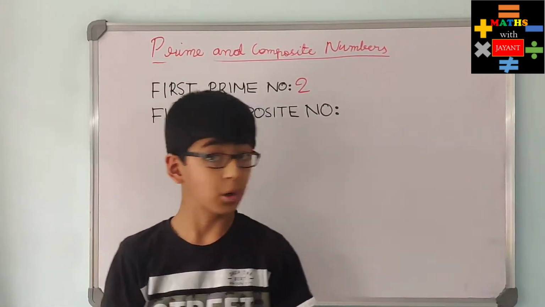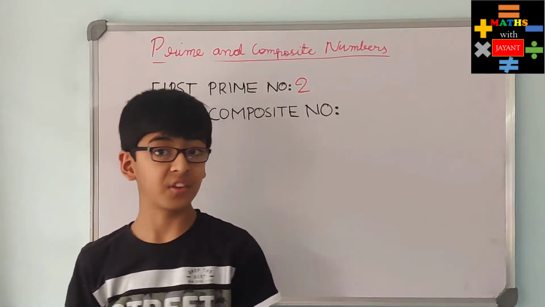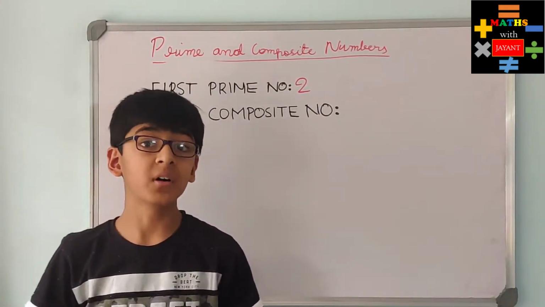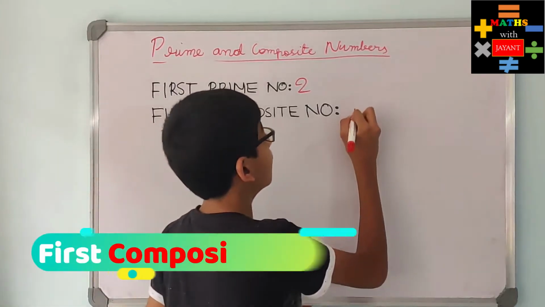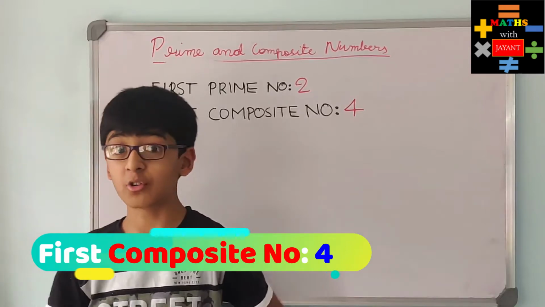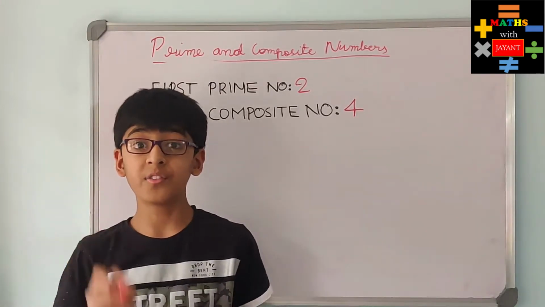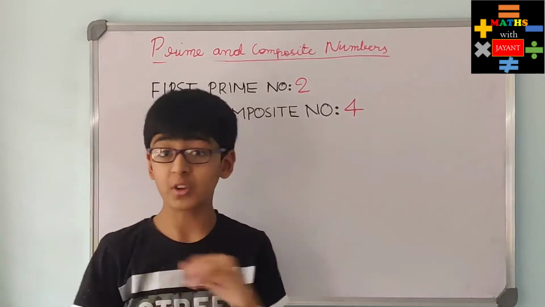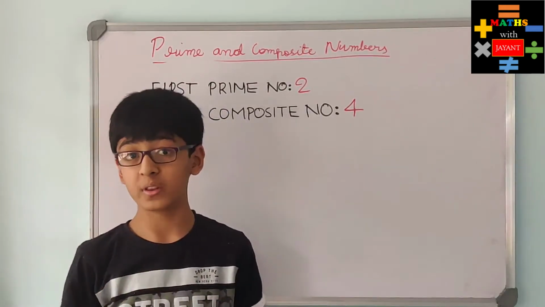No. Is it 2? No. Is it 3? No. Then what is it? The first composite number is actually 4. So let's understand also why. Actually, just forget about 0. We don't count 0 in this.